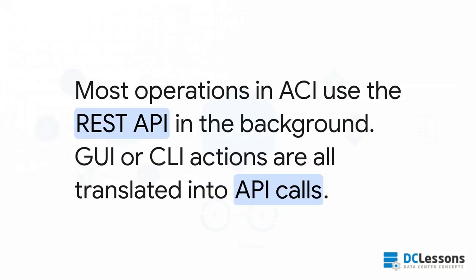Every single time you click a button in the GUI or type a command in the CLI, what's happening in the background? You're making a REST API call to the MIT. The GUI is really just a nice-looking front end that builds those API calls for you. This is why ACI is an automation powerhouse. The entire system was built to be driven by an API from day one.